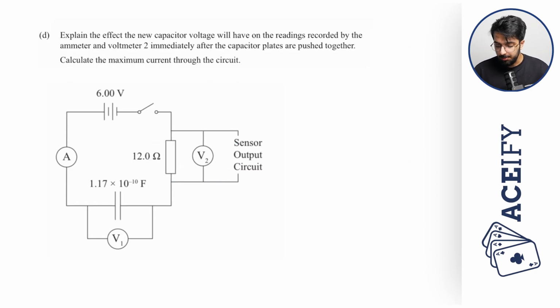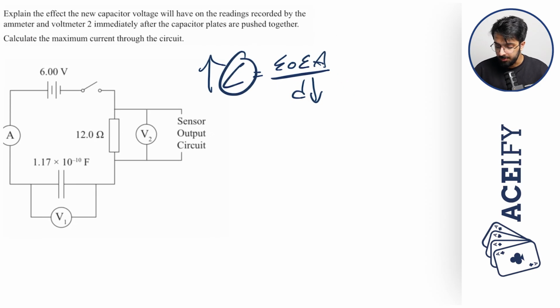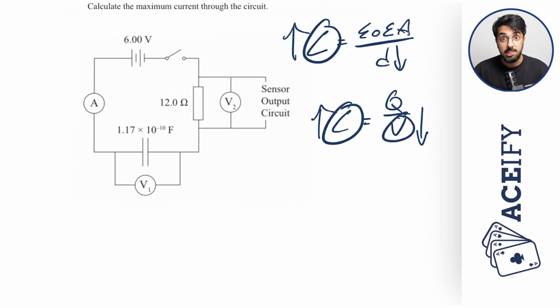Alright, so when the plates are pushed together, due to this equation right here, as our distance is now decreased, therefore our capacitance is going to increase. And as our capacitance is equal to the charge all over the voltage, because our charge remains unchanged, if our capacitance increases, therefore our voltage across this capacitor V1 must decrease.